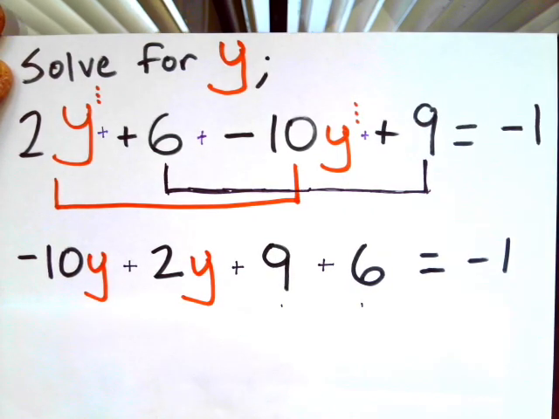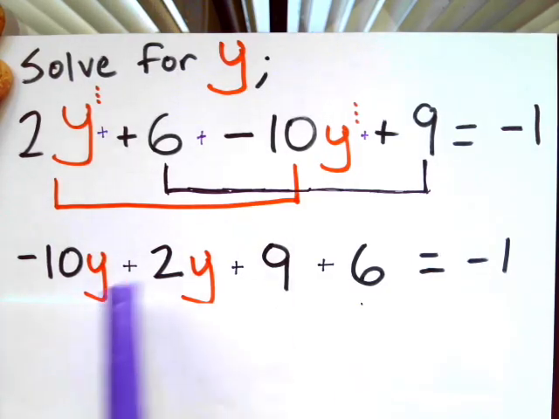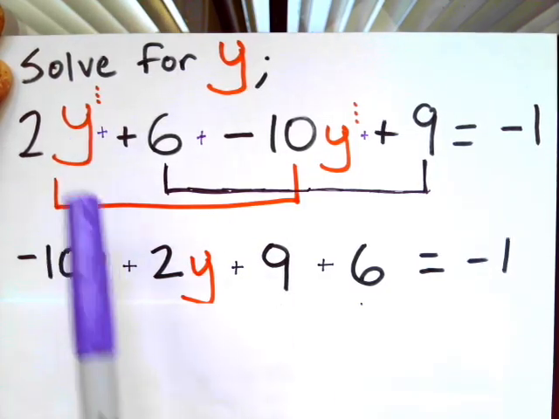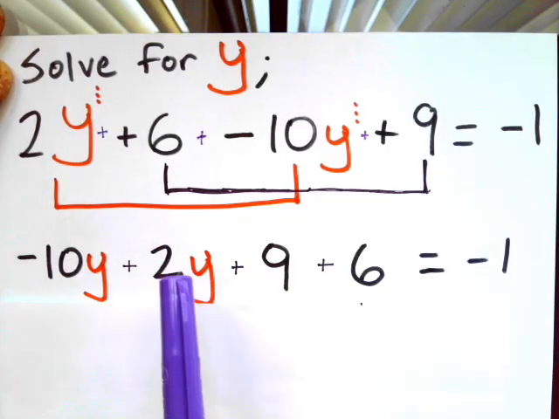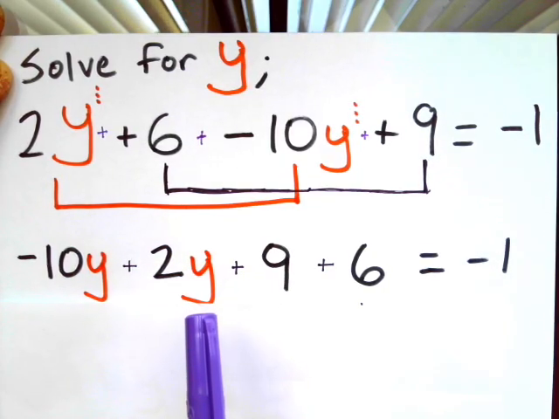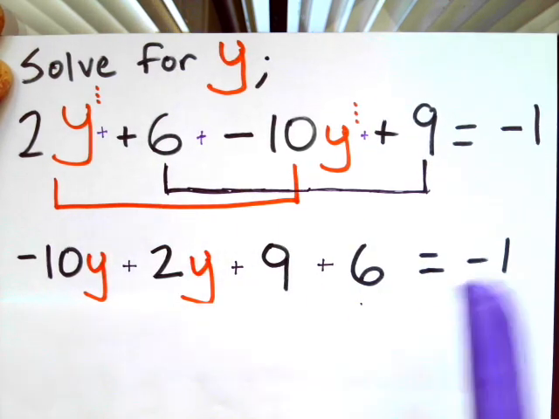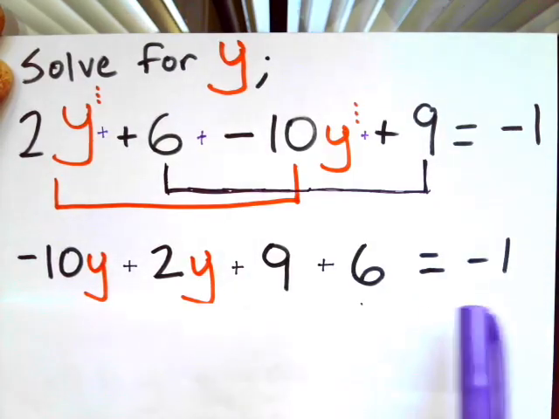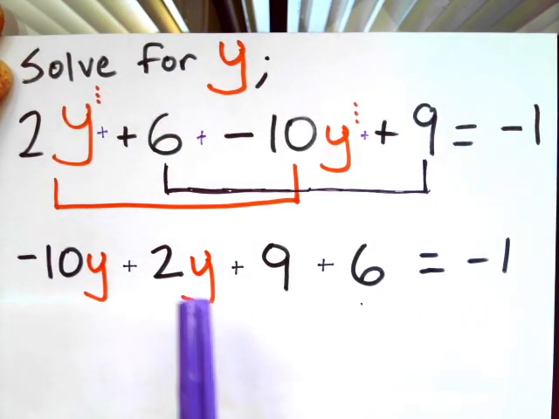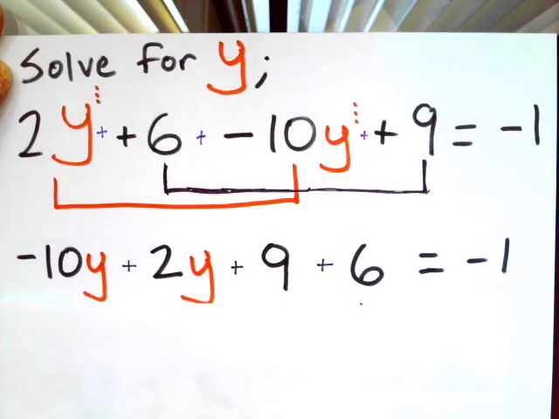So as you can see here, I've rewritten these terms in order: negative 10y plus, that's a positive 2y. I could show the positive right in front of that too. There's nothing wrong with that if you'd like to do that. Plus a positive 9 plus a positive 6 equals negative 1. So I've just reorganized these values so my like terms are right next to each other. I'm going to combine like terms, and then it's a two-step equation. So let's go ahead and do that.